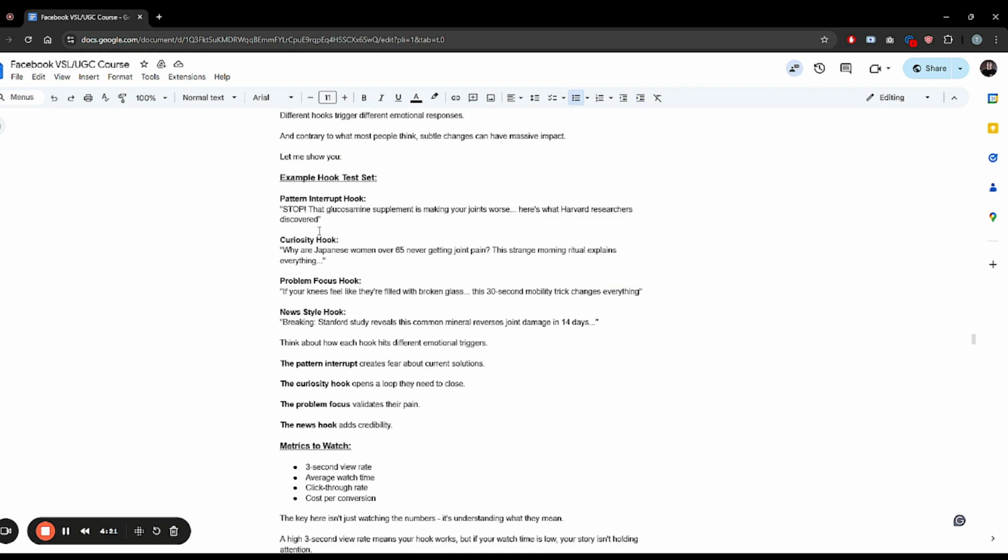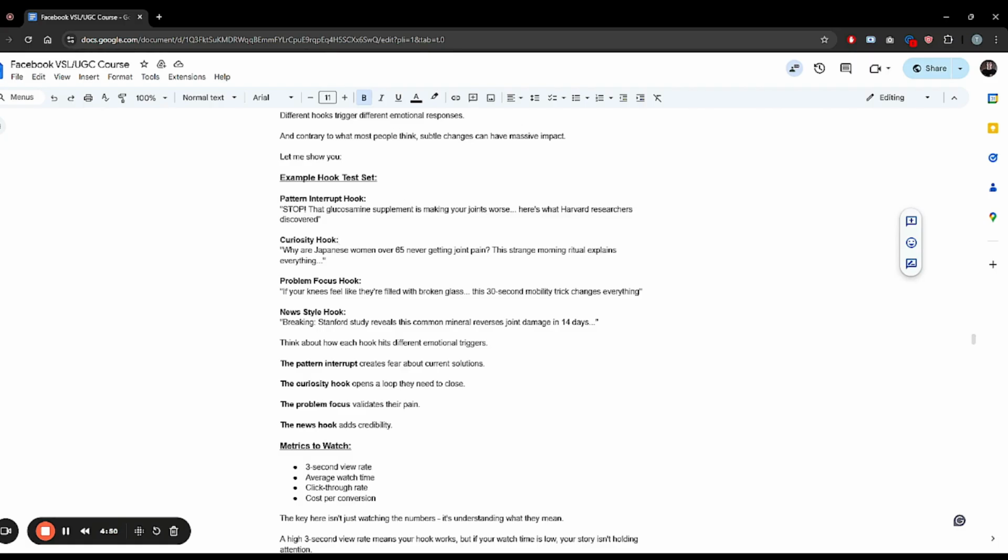Then you can have the same angle but a different hook. So the curiosity hook: "Why are Japanese women over 65 never getting joint pain? This strange morning ritual explains everything." Then the problem-focused hook: "If your knees feel like they're filled with broken glass, this 30-second mobility trick changes everything." Or the news-style hook: "Breaking, Stanford study reveals this common mineral reverses joint pain in 14 days."